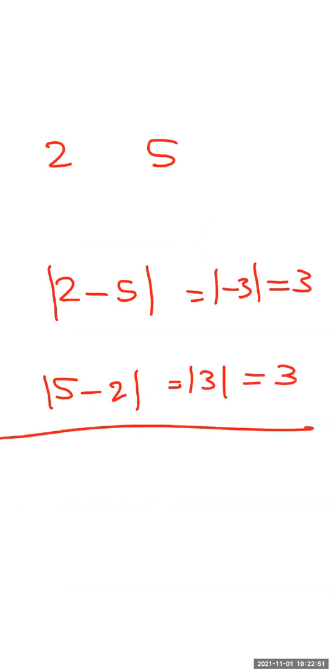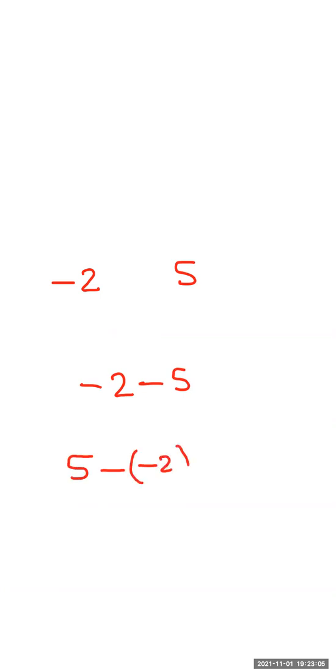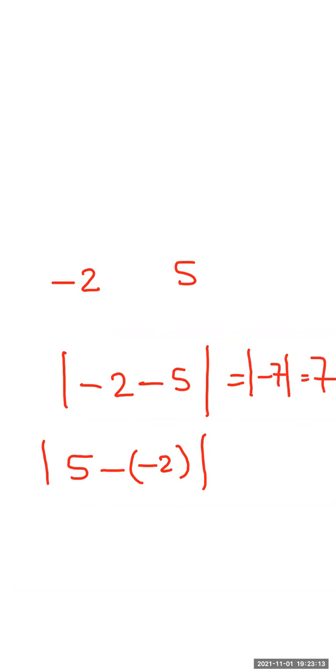Okay, then if I want to get the distance between -2 and 5, it will be -2 minus 5, or 5 minus -2. So the absolute value of -7 means 7. And here also the absolute value of 7. This one is minus negative, which is plus 2.